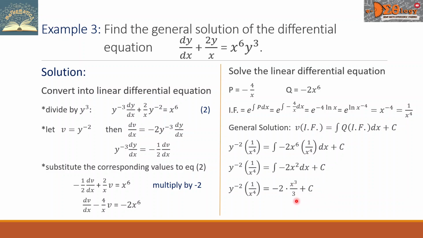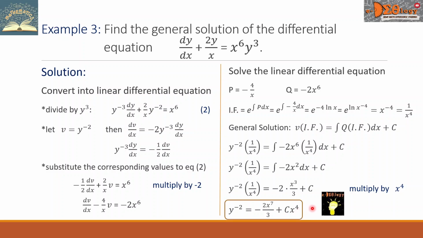At this point, we want to make our y variable alone on the left side. We can multiply this equation by x raised to 4. So the simplified equation will be y raised to negative 2 equals the negative of 2x raised to 7 all over 3 plus cx raised to 4. This is now the final answer.